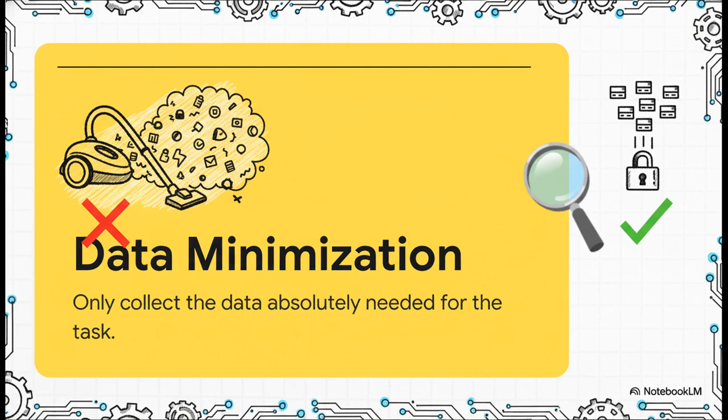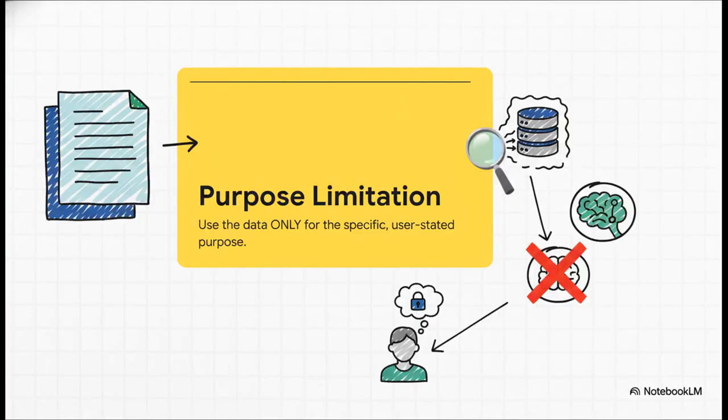First up is data minimization. This one's simple. You can't just be a data hoarder vacuuming up everything you can get your hands on. You are legally required to only collect and use the bare minimum of information needed for a specific task. No more, no less. Next up, purpose limitation.